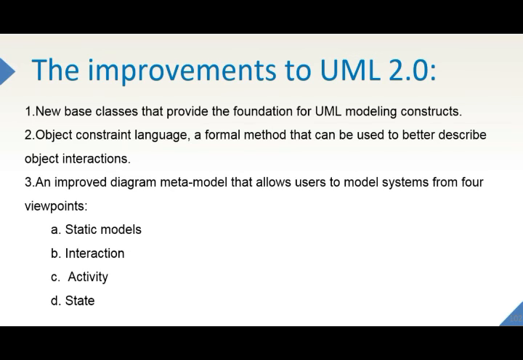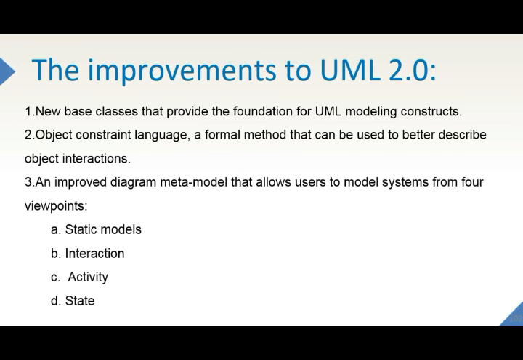First are static models. An example of a static model is a class diagram, which describes the structure of a system by showing the system's classes, their attributes, operations or methods, and the relationships among objects. For B, interaction, an example of this is a sequence diagram. It depicts the objects involved in the scenario and the sequence of messages exchanged between the objects needed to carry out the functionality of the scenario. For C, activity, the example of this is an activity model.